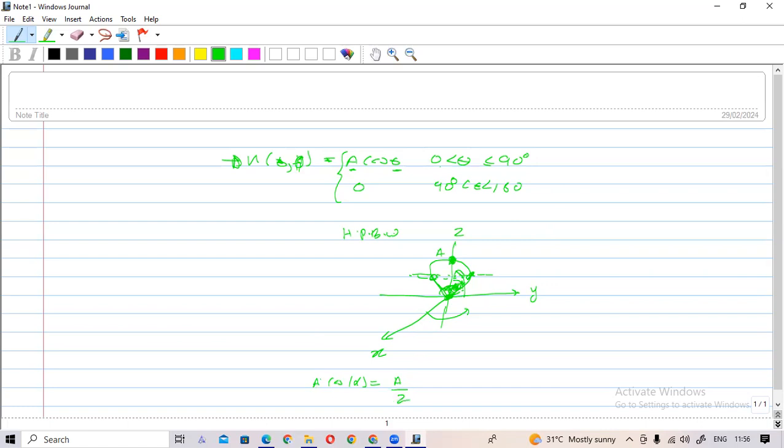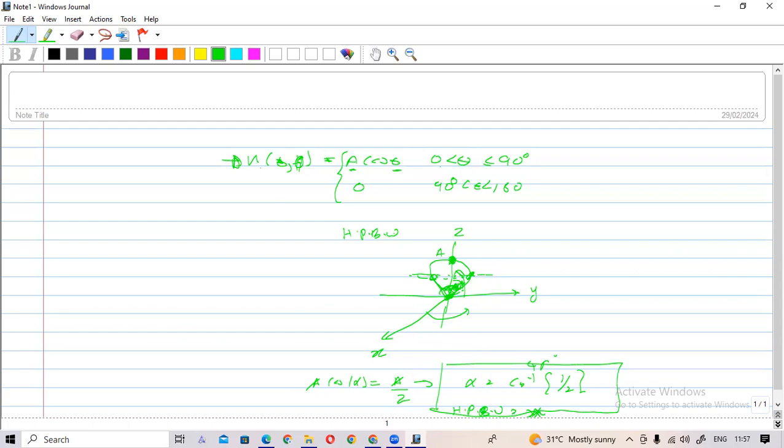So A cancels out, and alpha will be cos inverse of 1 over 2. Maybe this is 45, I hope, but I'm not sure, so just check. Then the half power beamwidth will be 2 alpha. That is how you find the half power beamwidth. That kind of question will also come.